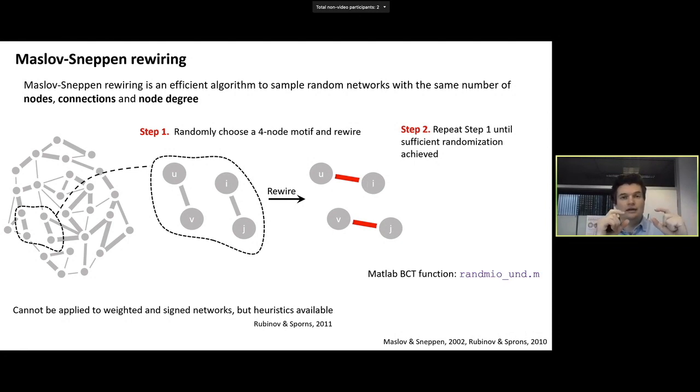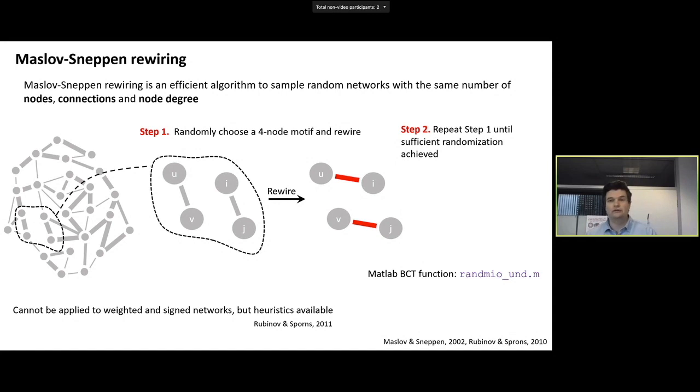So we keep finding 4 node motifs, such as the one shown here, and rewiring them as such until we reach an adequate level of randomization in our network. And this gives us one sample from that null space. And we can do that again. And so we can generate a family of null networks. And we can compute our network measure in each member of that family. And this enables us to build up an empirical null distribution.